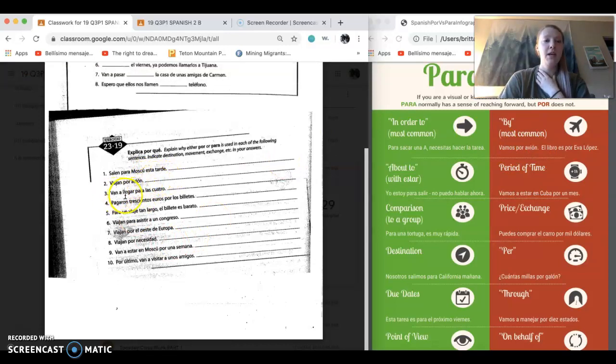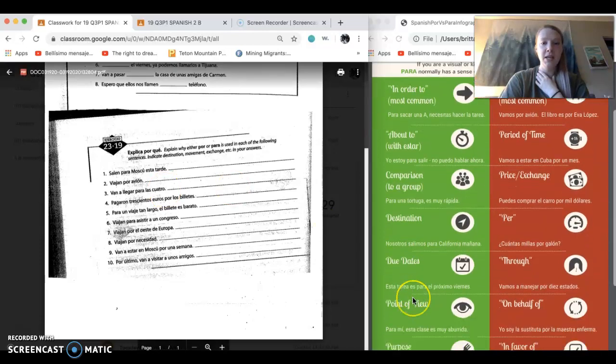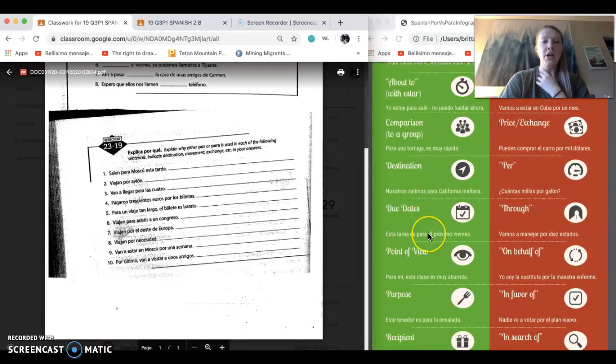Number 3, van a llegar para las 4. Okay, the reason that they're using para las 4 here is because it's a due date. Okay, they're gonna be there by 4. Okay, so this one you could really use either. It doesn't matter on this one, but they use para because it's a due date and you're reaching forward to something. Okay, if you're reaching forward to something, then it's typically para.